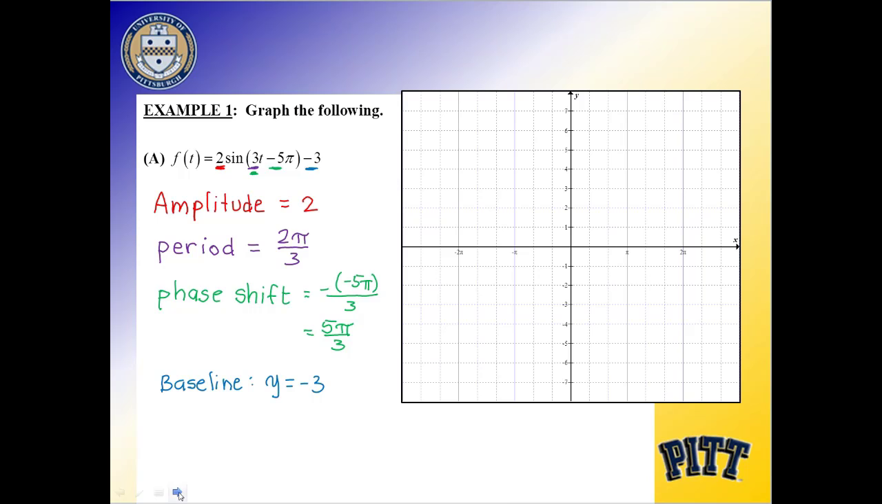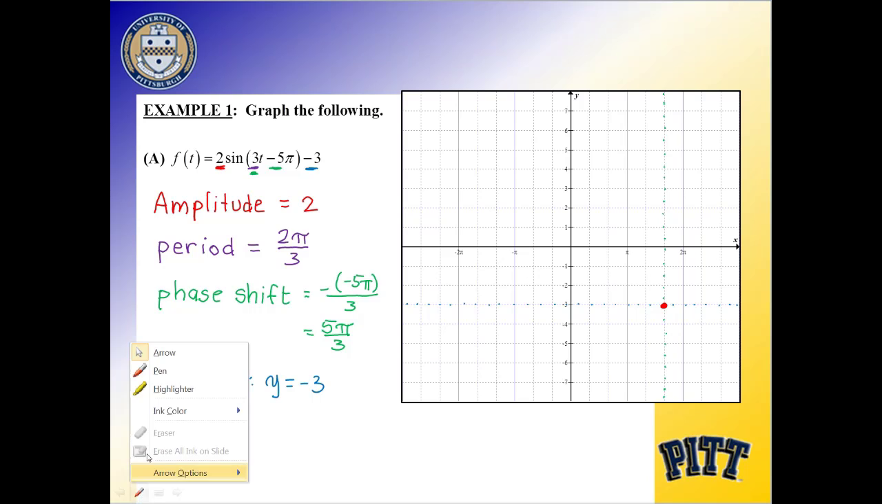So when I start the graphing process, I start with the phase shift and the baseline to kind of create my new axes. So I can see my phase shift takes me over here to where 5 pi over 3 is. And I take my baseline down here to negative 3. And I know a sine graph starts on its baseline. So it's going to start where these guys are intersecting each other.